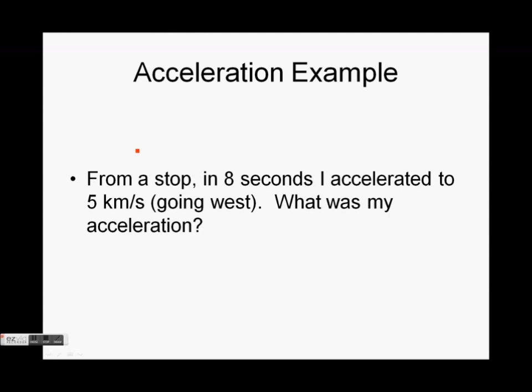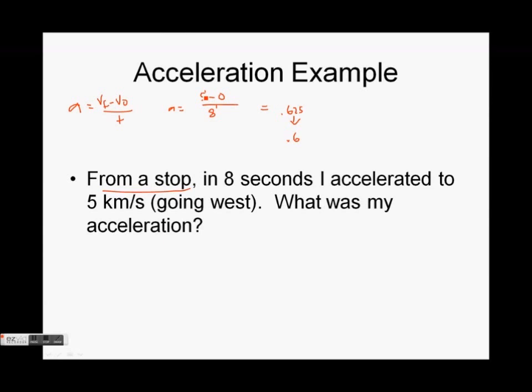Let's do another example. From a stop, in 8 seconds I accelerated to 5 kilometers per second west. What was my acceleration? Again, acceleration equals final velocity minus initial velocity divided by time. My final velocity was 5 kilometers per second. My initial, I said I was at a stop, so my initial was 0, divided by the time it took, which was 8 seconds. I divide that out, and I get 0.625. Remember, I need to round to significant digits. The 8 has 1, the 5 has 1, so my answer can have 1, so 0.6.